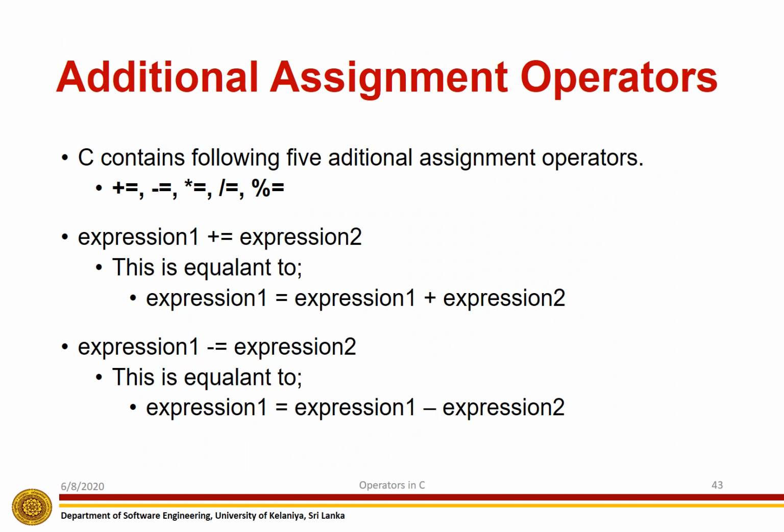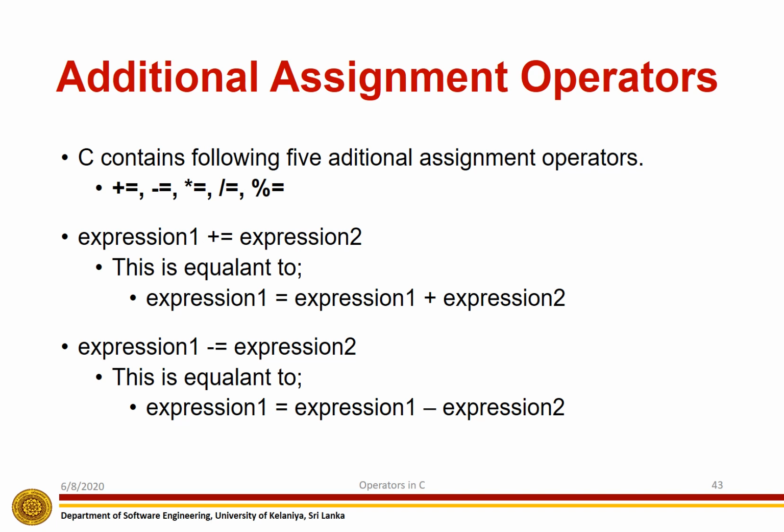Next, additional assignment operators. C contains another five additional assignment operators in addition to the simple assignment operator: add and assign, subtract and assign, multiply and assign, divide and assign, and modulo and assign operator. If we consider the add and assign operator, it is in the form expression 1 += expression 2. This means expression 1 = expression 1 + expression 2. It adds the right operand to the left operand and assigns the result to the left operand.